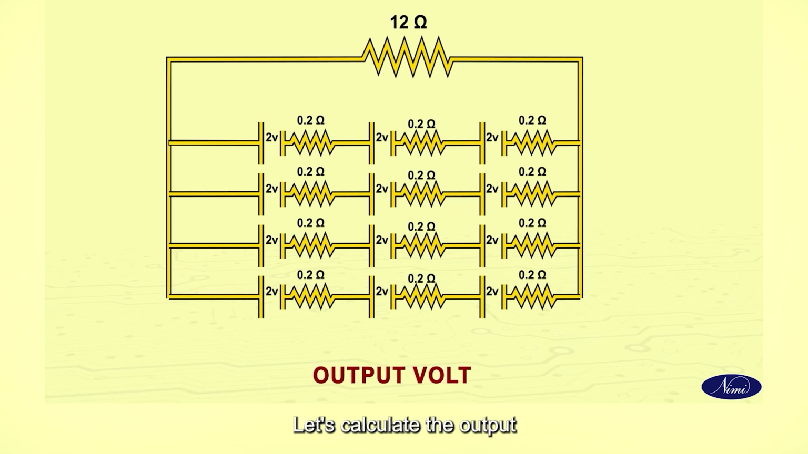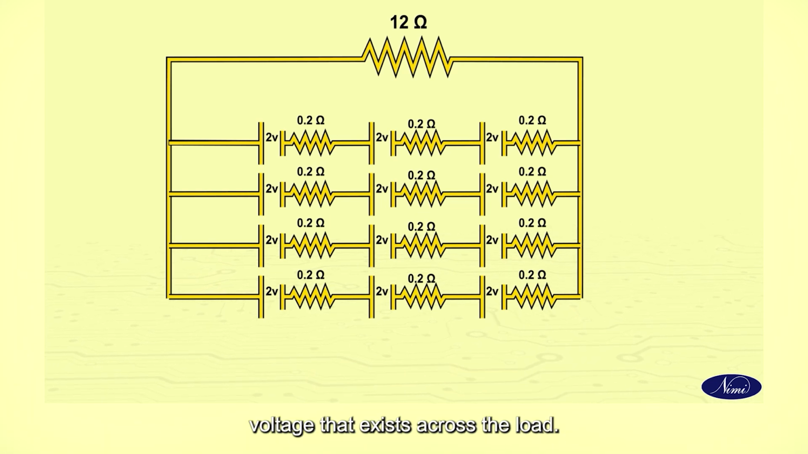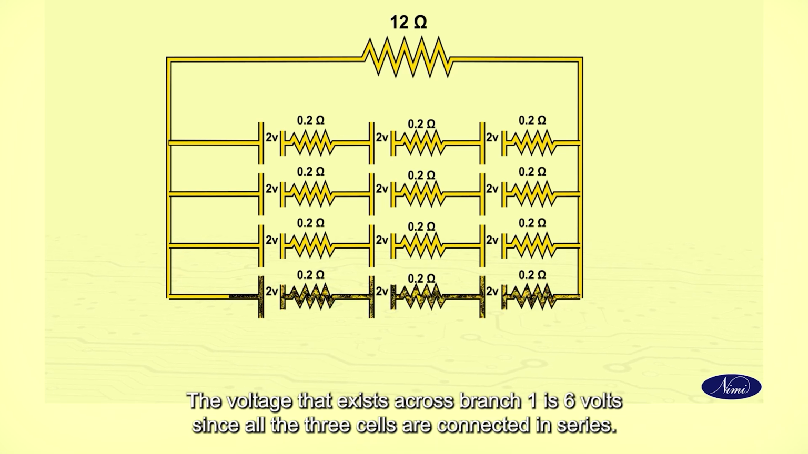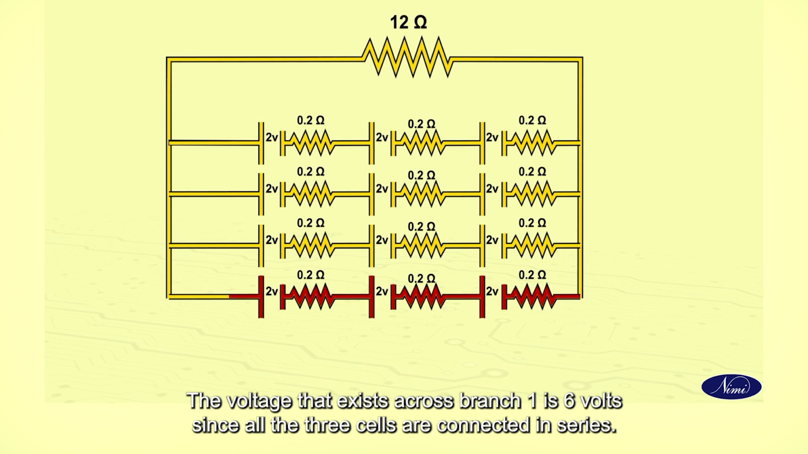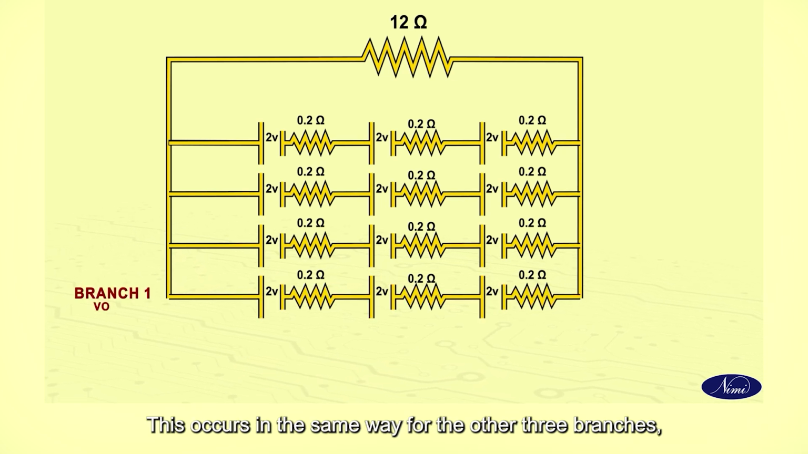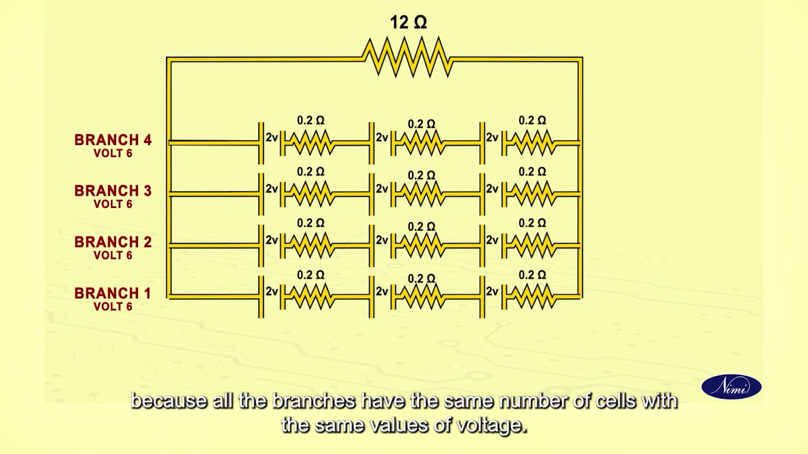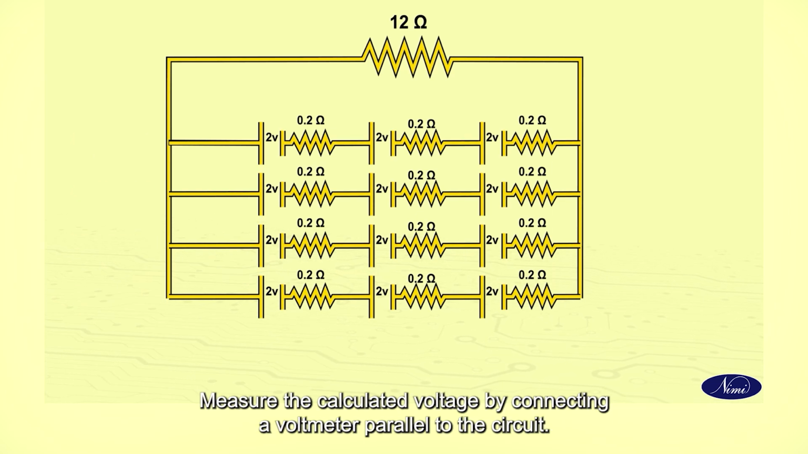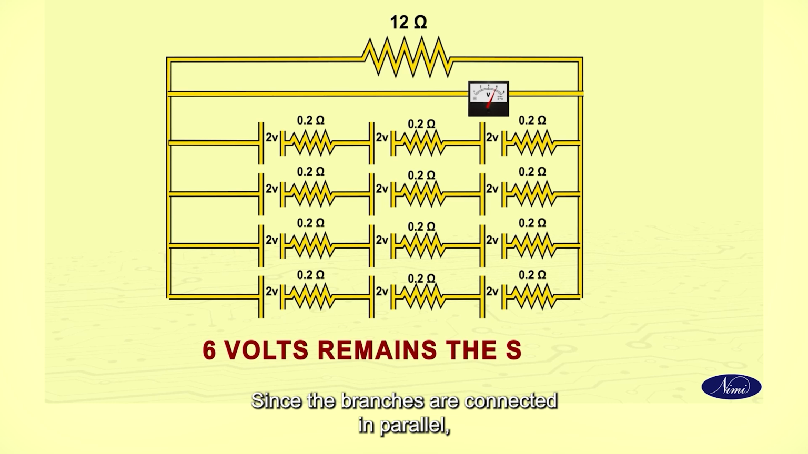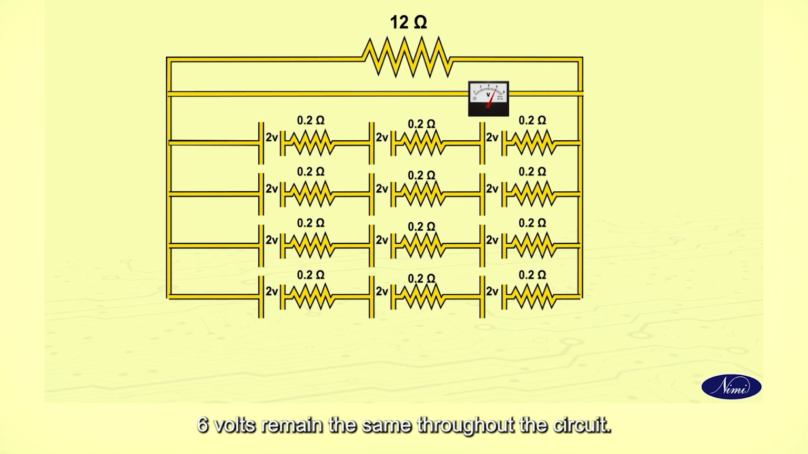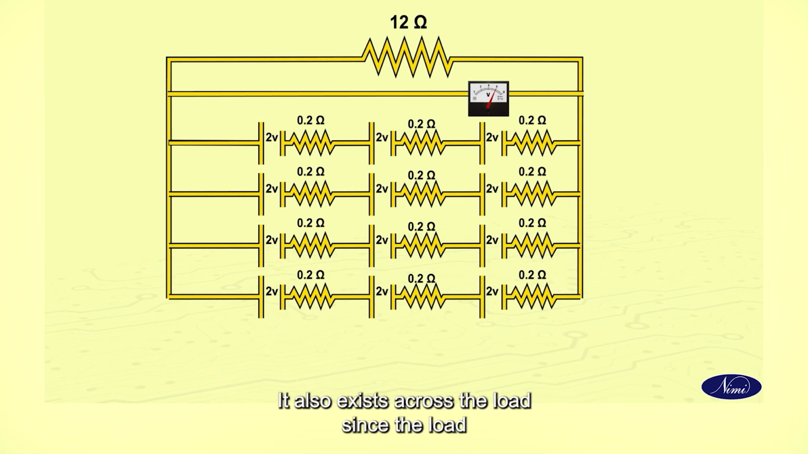Let's calculate the output voltage that exists across the load. The voltage that exists across branch 1 is 6 volts since all the 3 cells are connected in series. This occurs in the same way for the other 3 branches because all the branches have the same number of cells with the same values of voltage. Measure the calculated voltage by connecting a voltmeter parallel to the circuit. Since the branches are connected in parallel, 6 volts remain the same throughout the circuit. It also exists across this load since the load is connected in parallel across the circuit.